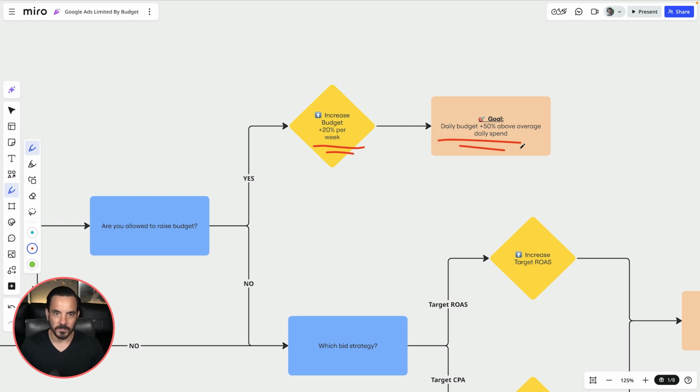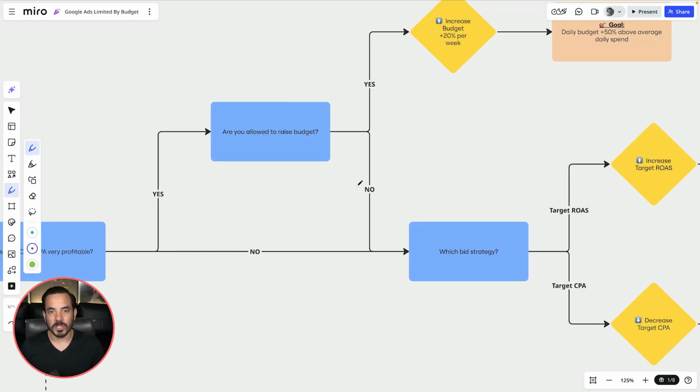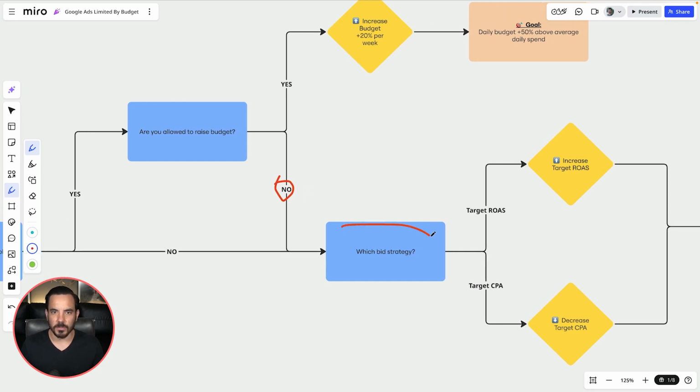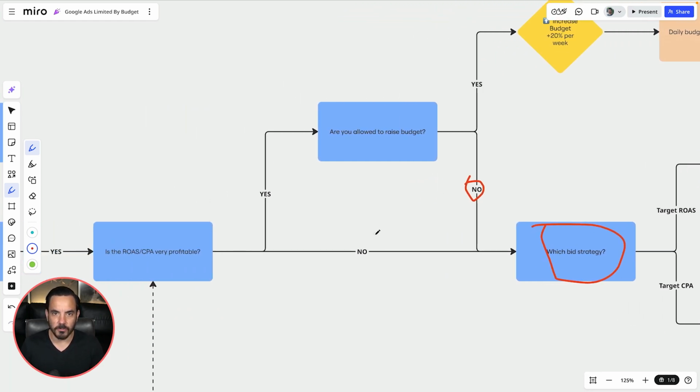Assuming it's profitable, then you do want the Target ROAS or Target CPA being the thing that is limiting spend, not the daily budget. Now, if you answered no to being able to raise the budget, maybe you have really strict budgets in place and for some reason you're not allowed to raise them even if it's going to generate more profit, well, then you're over here. This is also where you are if you said that your ROAS or CPA is not super profitable right now.